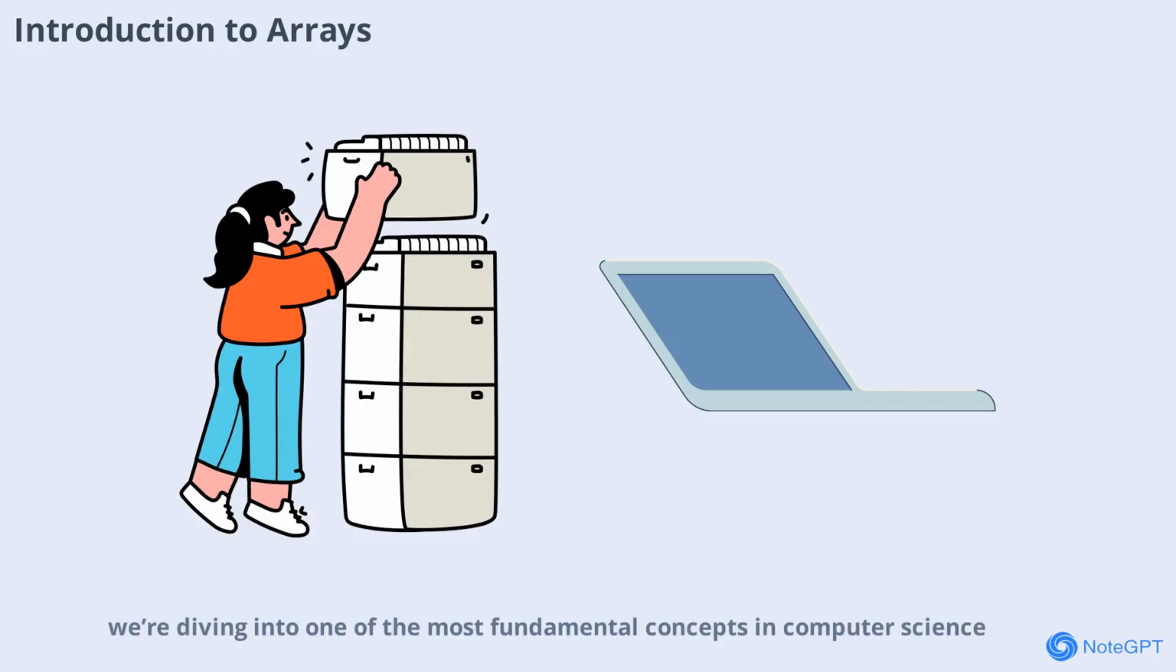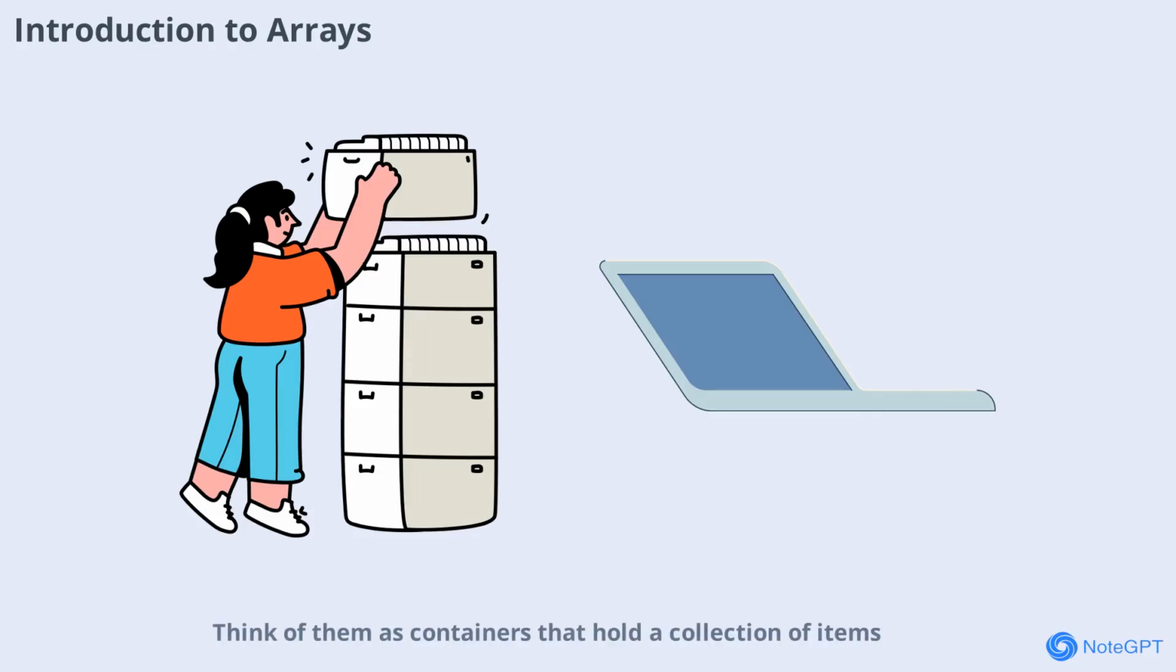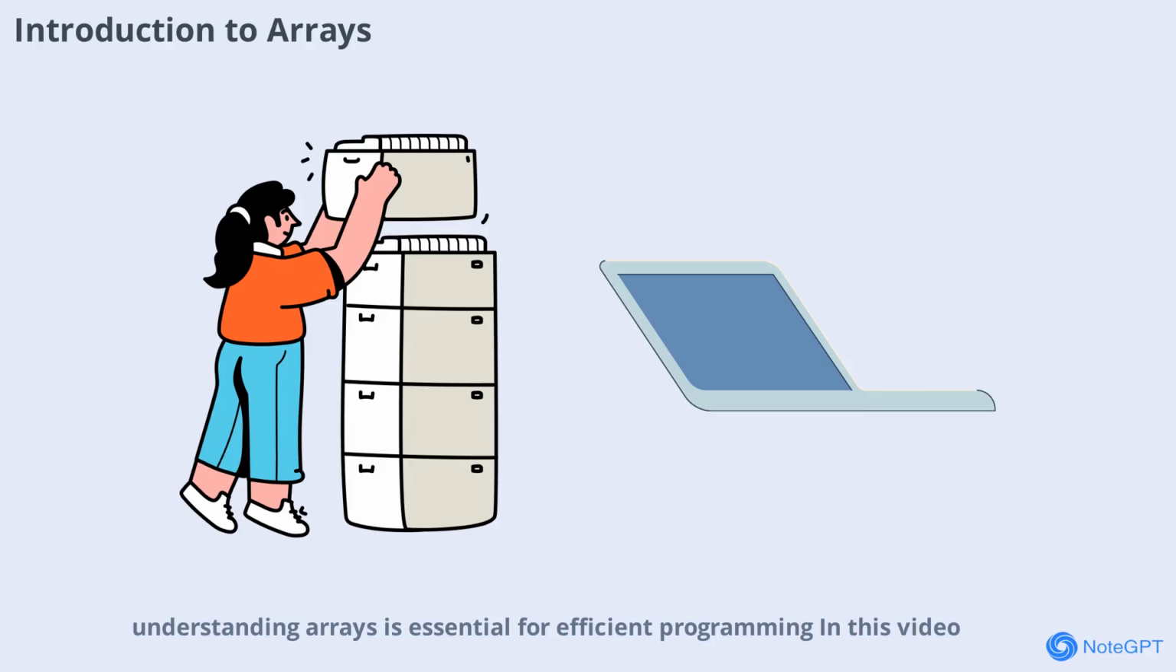Welcome. Today we're diving into one of the most fundamental concepts in computer science, arrays. Arrays are a basic data structure that allow us to store multiple values in a single variable. Think of them as containers that hold a collection of items, all of the same type, neatly organized in a specific order. Whether you're just starting out or brushing up on your skills, understanding arrays is essential for efficient programming. In this video, we'll explore what arrays are, how they work, and why they're so important in data structures.